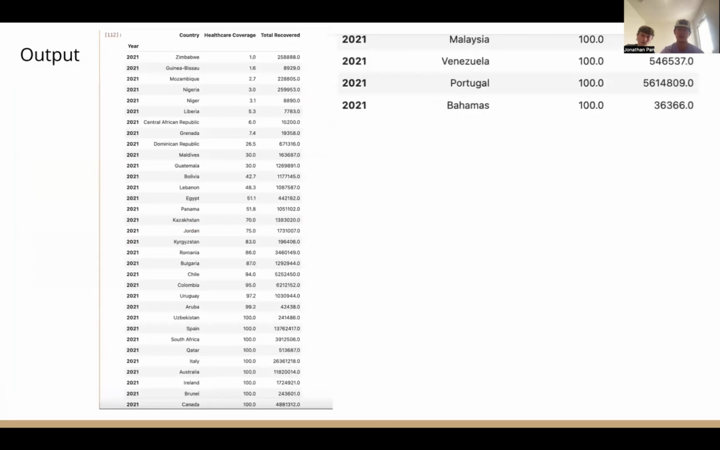sorted data frame. And as you can see here, we are sorting by healthcare coverage in ascending order, and we're trying to look at the relationship between how many people are covered and how many people recovered as a result of being covered by healthcare.